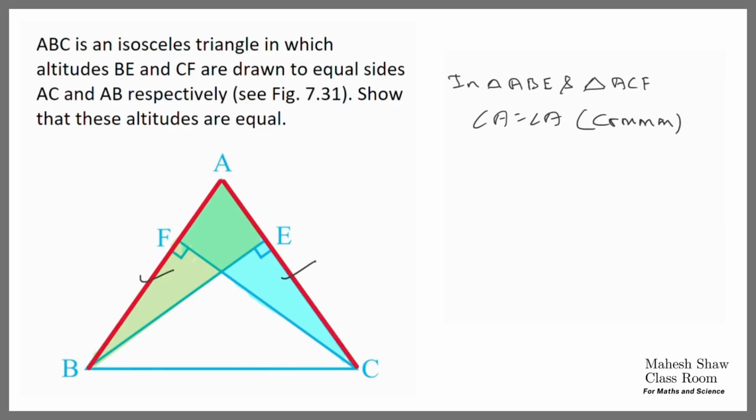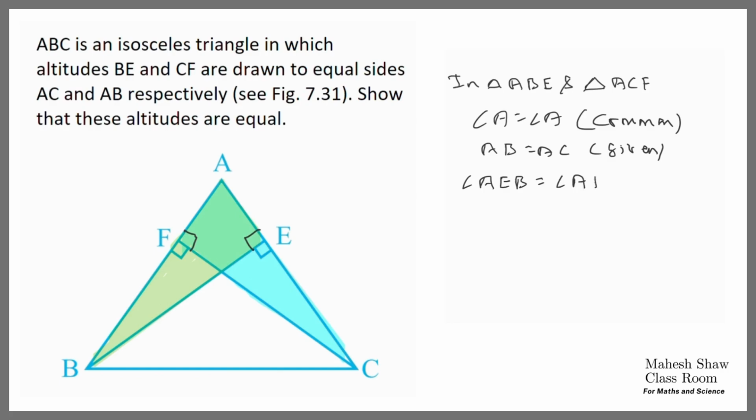This side AB equals AC, and that is given. We have AB equals AC. And the angle AEB is 90 over here, and angle ACF is 90. So we can say they are equal by each 90 degree. That is angle AEB is equal to angle AFC, and the reason here is each 90 degree.